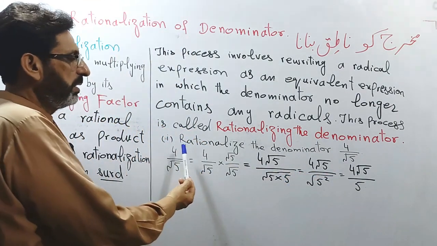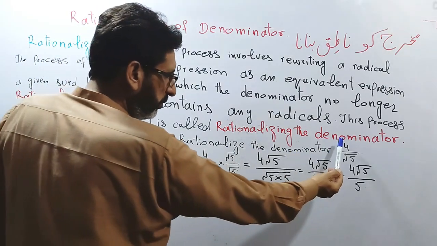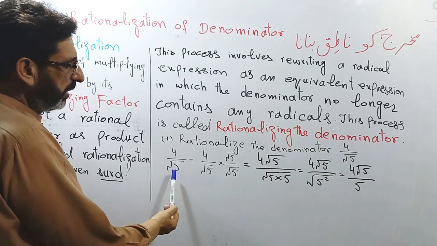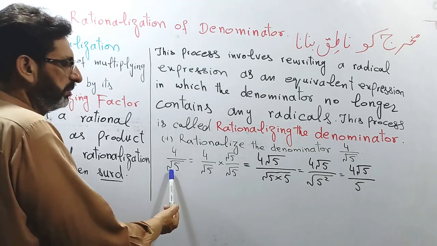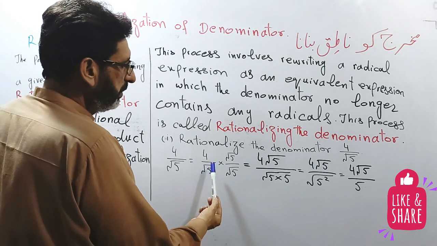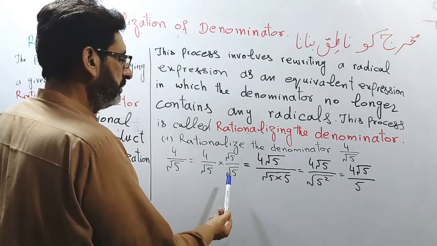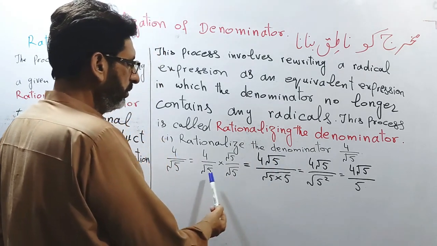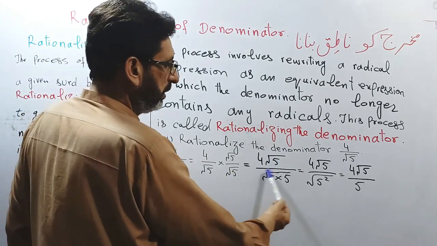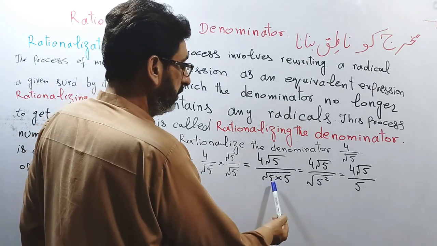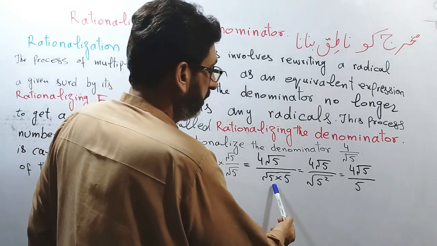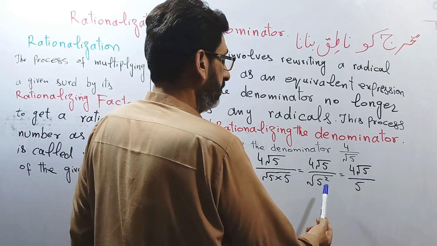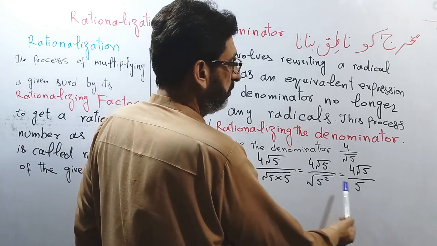It is an example: rationalize the denominator 4 over square root of 5. Here square root of 5 is an irrational number and it is a surd. When we multiply it with square root of 5, we get 4 square root of 5 in the numerator, and these two monomials can be written in one radical sign. 5 into 5 becomes 5 square, and the square and square root are inverse processes of each other, and we get 5.